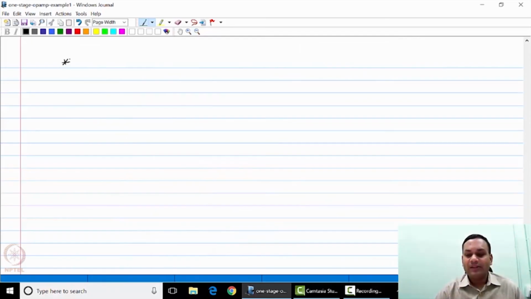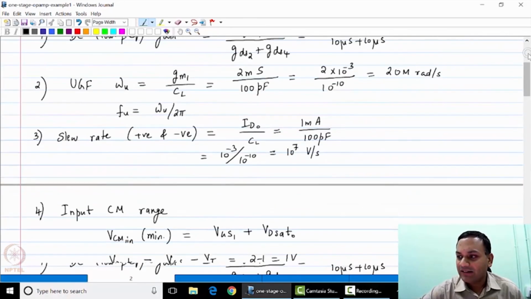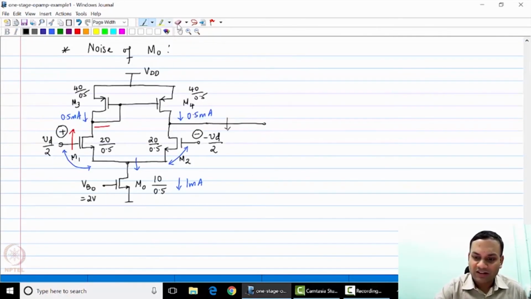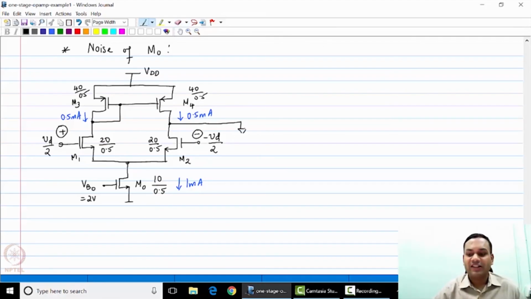Last but not least, we need to look at what happens to the noise of M0, because that has not been covered so far. So let us briefly look at that. So this is the noise of the current source transistor. So in this particular case, let's assume that the output is short circuited to ground, so that you are trying to find out the short circuit current.